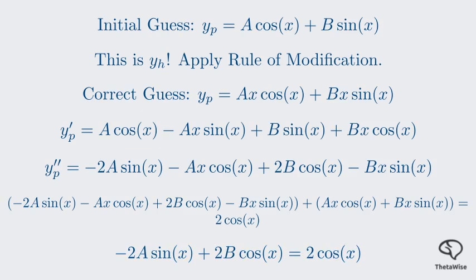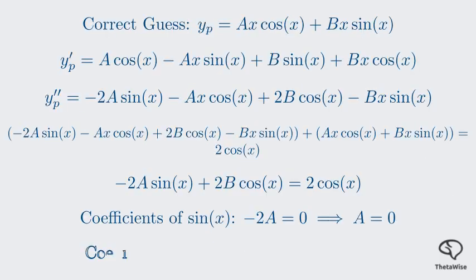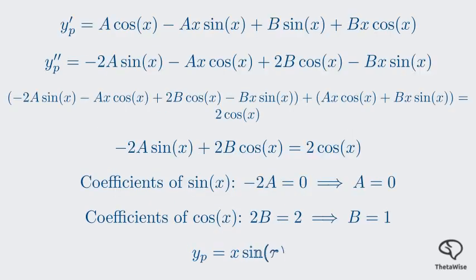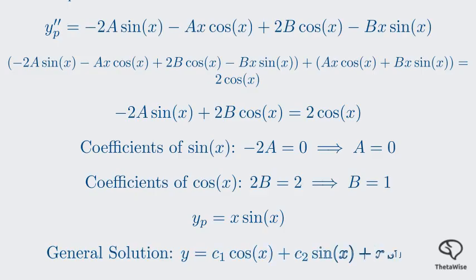By comparing the coefficients of sine and cosine on both sides, we get a system of equations. The coefficient of sine on the left is negative 2a, and on the right it's 0, so a equals 0. The coefficient of cosine on the left is 2b, and on the right it's 2, so b equals 1. Our particular solution is y sub p equals x sine of x. The general solution is y equals c1 cosine of x plus c2 sine of x plus x sine of x.